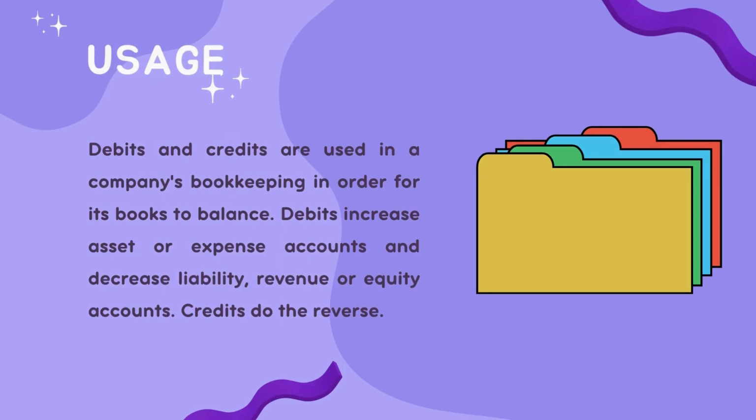The usage of debit and credit. Debits and credits are used in a company's bookkeeping in order for its books to balance. Debit increases the assets or expense accounts and decreases liability, revenue, or equity accounts. Credits do the reverse.